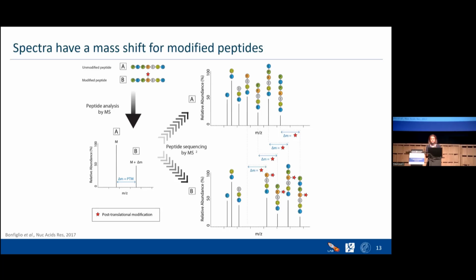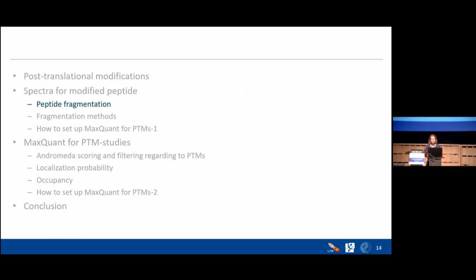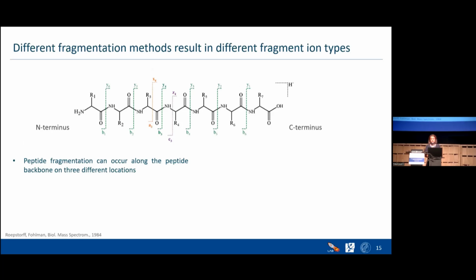Sometimes we don't know the PTMs, and then we go to dependent peptides. But when you are focusing on phosphorylation or others, we know where the PTM is happening, which residue, and what the mass shift is. It's also important to understand peptide fragmentation, because different fragmentation methods result in different fragment ion types. Here is the schematic version of the peptide, with N-terminus and C-terminus, and the fragmentation happens on the peptide backbone.